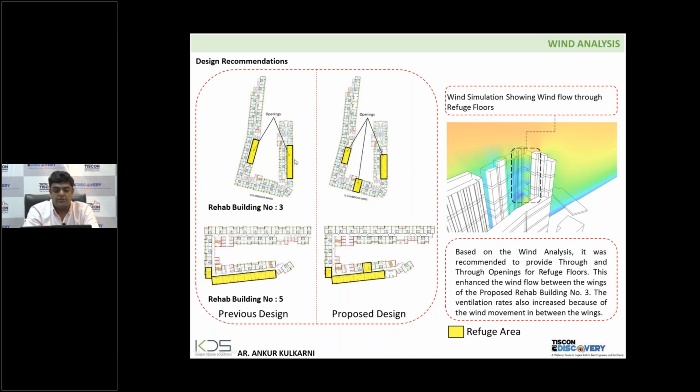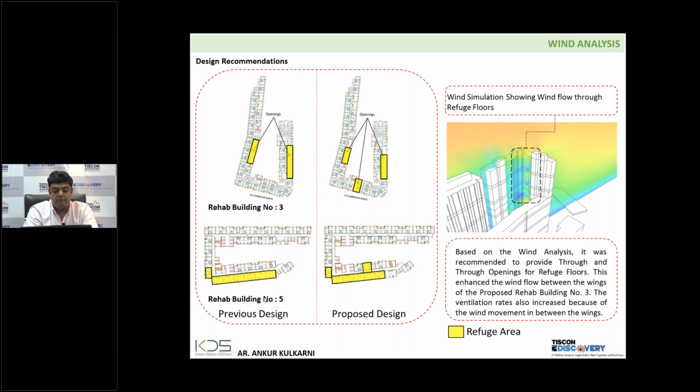So again, the best thing we did here is, I'll show you those plans as well. So this was rehab building number 3, and if you see this yellow colored portion, these are what I would call refuge floors. Instead of placing them like this, we proposed this new design. This was the previous design, 1, 2, and here 3 refuge floors. If you see this portion, we moved one portion to this side so that I can have a through and through refuge floor here, and also one here, so that from here also you can get complete wind speed.